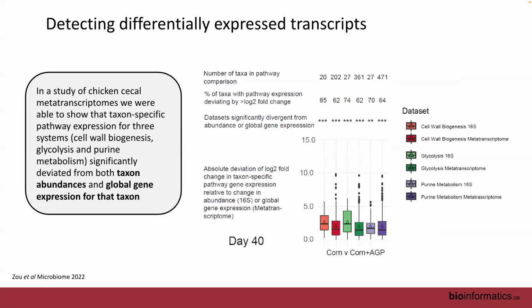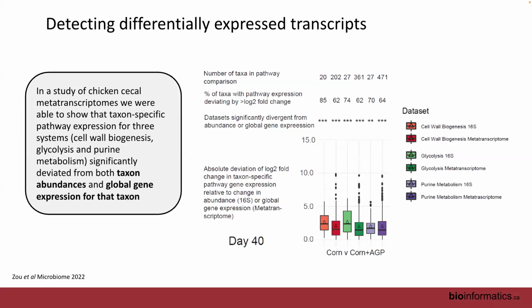So one thing that we did is this thing called log-centered ratios. So this is where we've got 3 different pathways here. So cell wall biogenesis, glycolysis, purine metabolism. And what we're doing is we're comparing the expression of each of these pathways in these different taxa. So each dot represents an individual taxon. And then we're comparing it with the overall expression with that taxon. And in this case, we can perform these tests that we can see that these pathways are exhibiting significant differential abundance compared with the overall expression of all the genes.